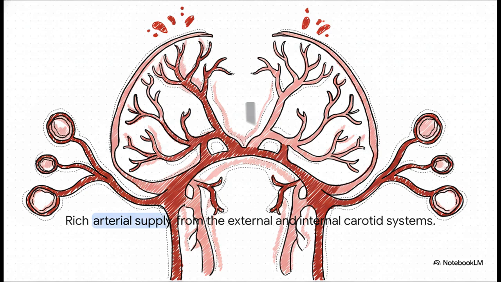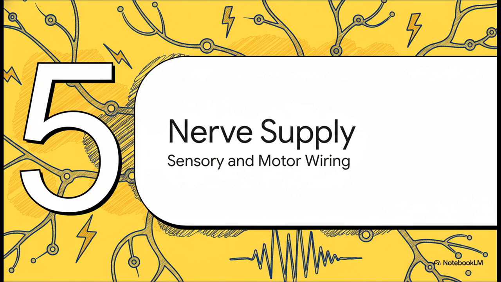Guys, this is the richest cutaneous blood supply in the entire human body. And remember that dense connective tissue in layer 2? It actually holds these vessels open. So if they get cut, they can't retract and close themselves off. And that is exactly why even a tiny scratch up there bleeds so profusely. Moving right along to Section 5, the wiring, or nerve supply.